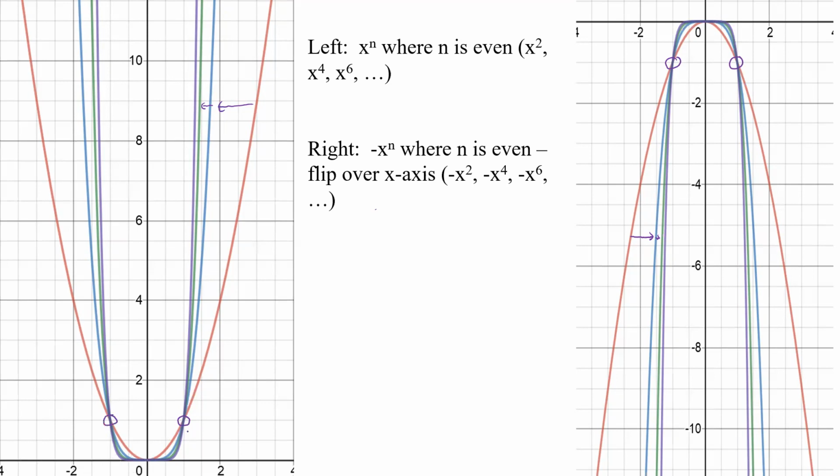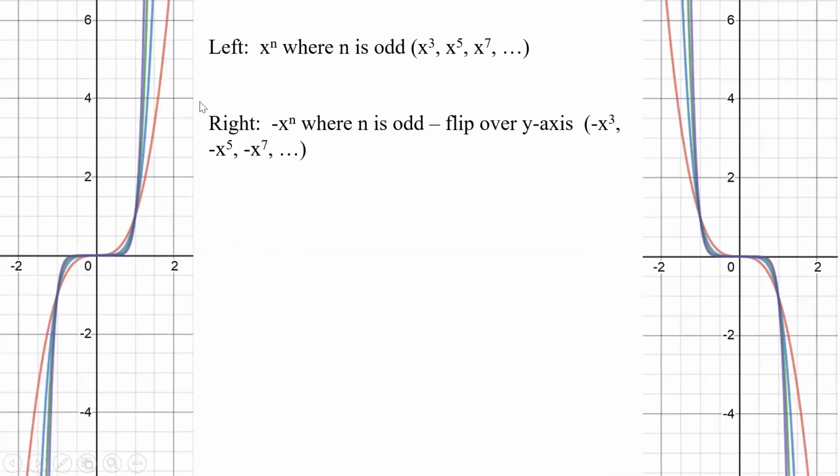And so when that happens, it spreads out here and then it shrinks and compresses in at this point here. So that's when n is even. What about n is odd? Okay. Well, our normal typical x to the third is the first one, and that's the red one. And so, that's the general shape.